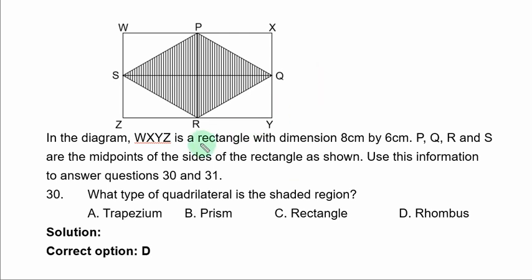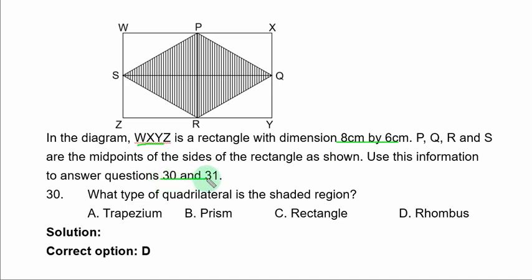In the diagram, WXYZ is a rectangle with dimension 8 cm by 6 cm. P, Q, R, and S are midpoints of the sides of the rectangle as shown. Use this information to answer questions 30 and 31.